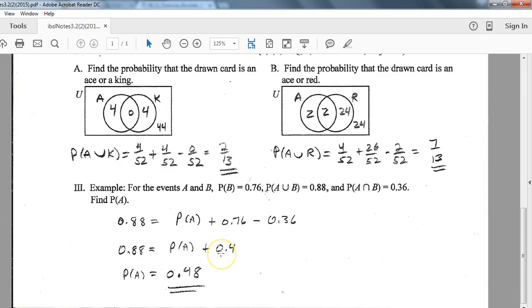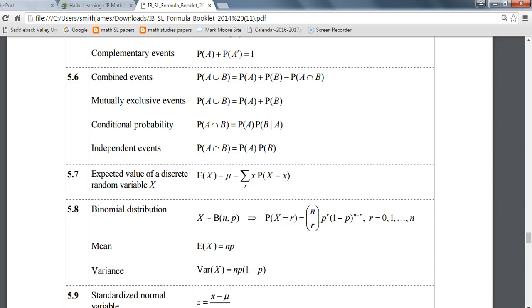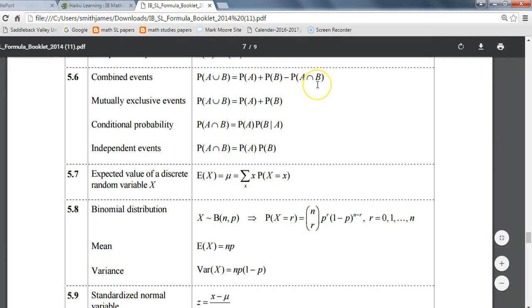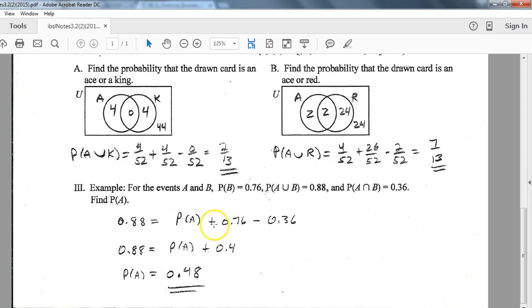And then for the very last one that you see here, this is just pure formula work. Again, if you did a good Venn diagram for this, you can really get away without a formula. But this is just a direct plug into the formula if we want to go that route. So I'm just filling into this formula that you see right here. Here's the A or B, which is 0.88. So that's going in for A or B. Right here, we were looking for the probability of A. They told us that B is 0.76 minus A and B, which is 0.36. And if we just solve for A, this is what we come away with.